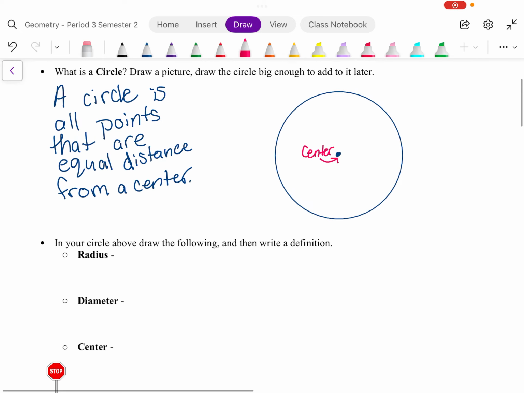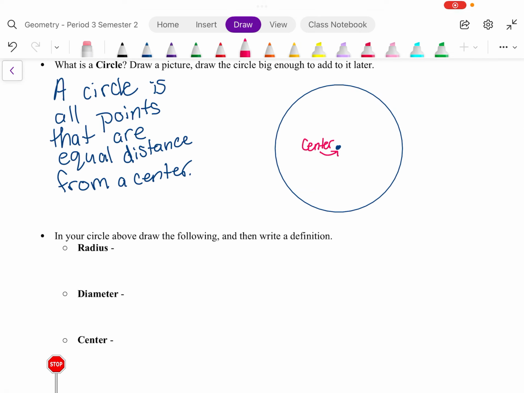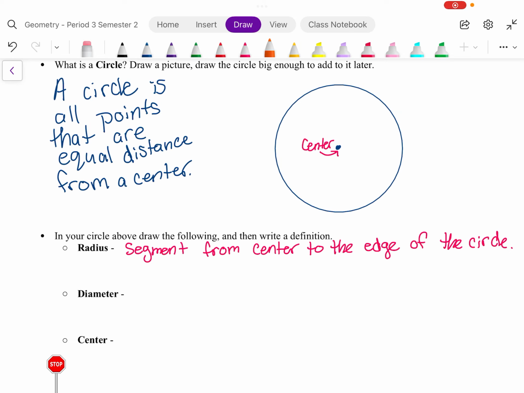Okay. So then next we have a radius, which is a segment that goes from the center to the edge of the circle. Okay, so then that would look like this. And it can go in any direction as long as the endpoints of the segment are on the center and then the edge of the circle.